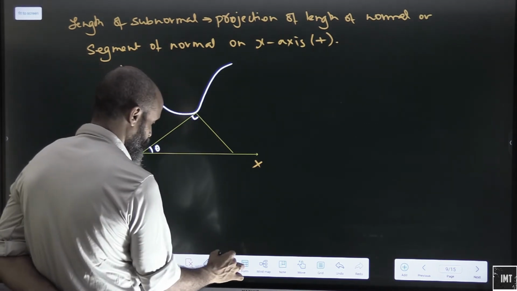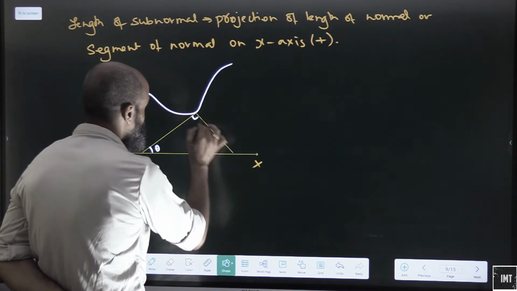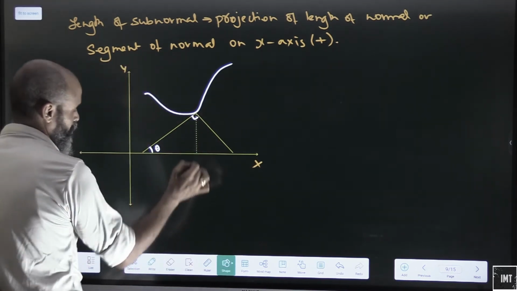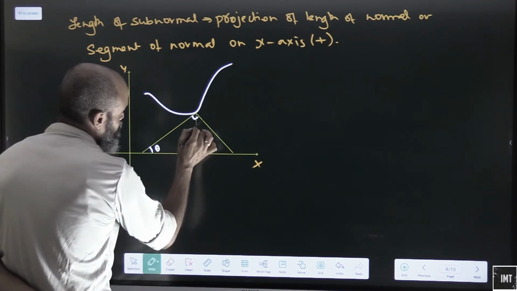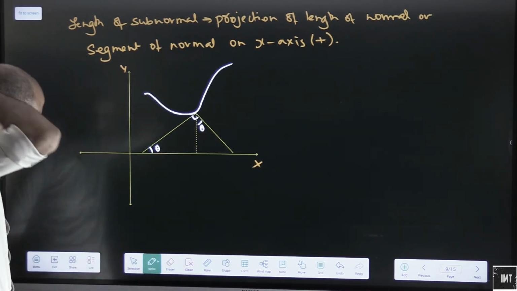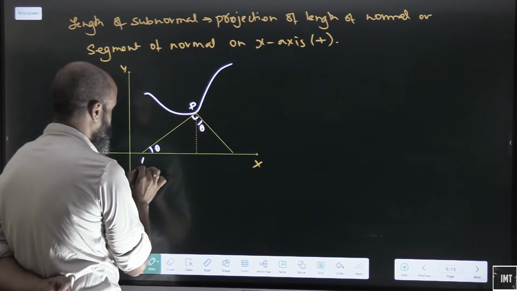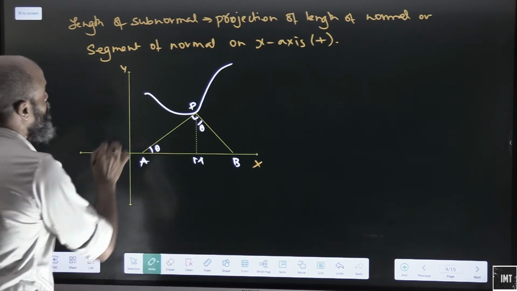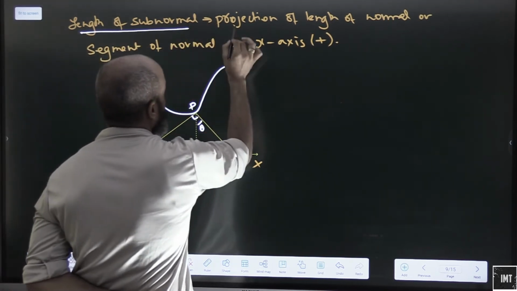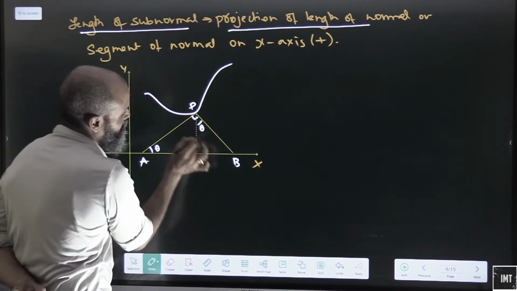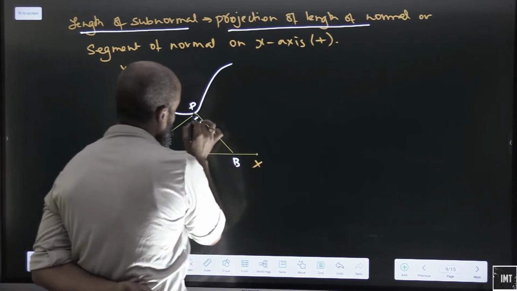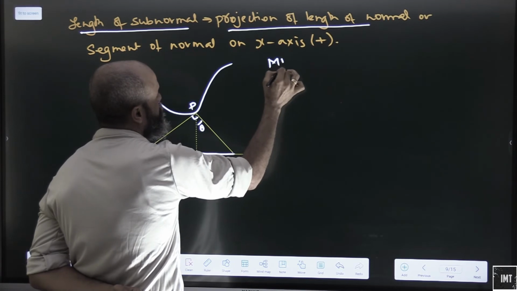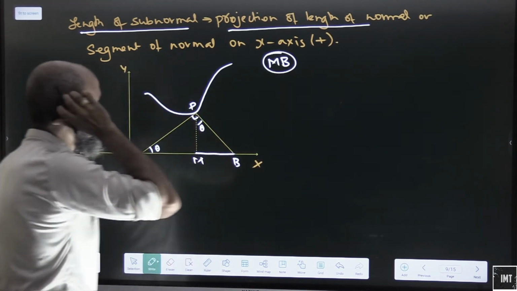What we had done was basically there was a normal that was drawn. So obviously this angle, as we saw, was theta. Now let's say we have here P, and then we have A, and B, and let's say we have M here. When we are talking about the length of the subnormal, the projection of the length of the normal, we know that PB is basically the projection. So PB, when it is projected on this, will be basically MB. This is what we have to calculate here.